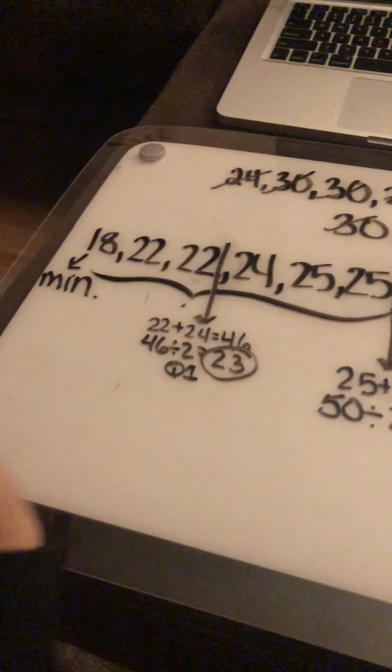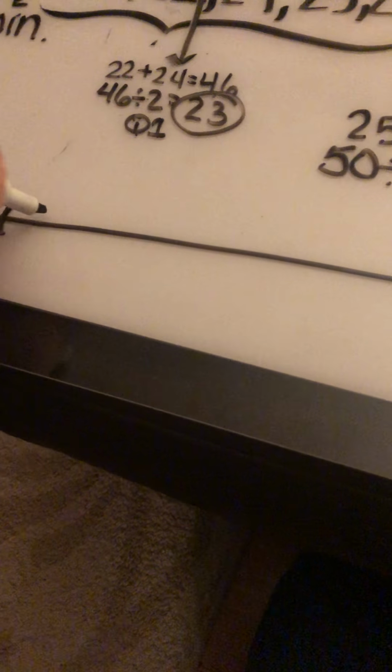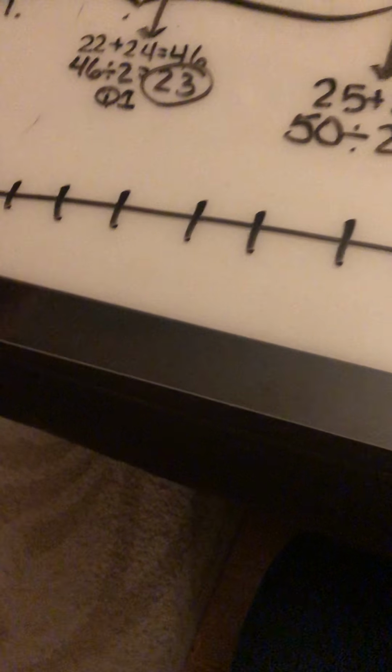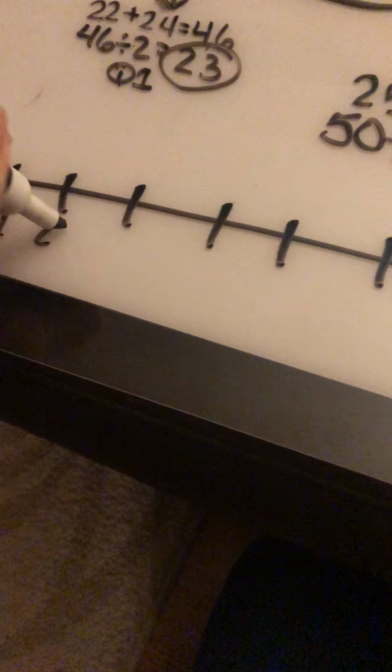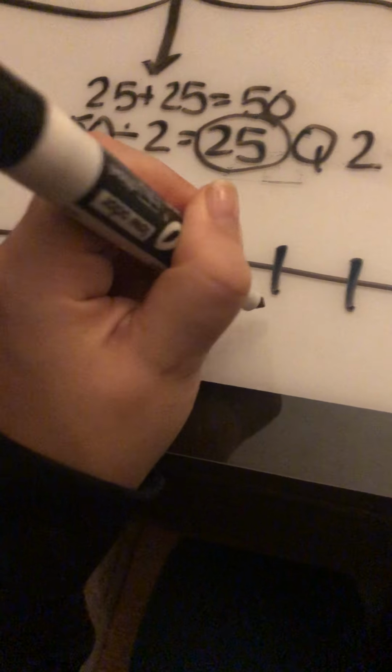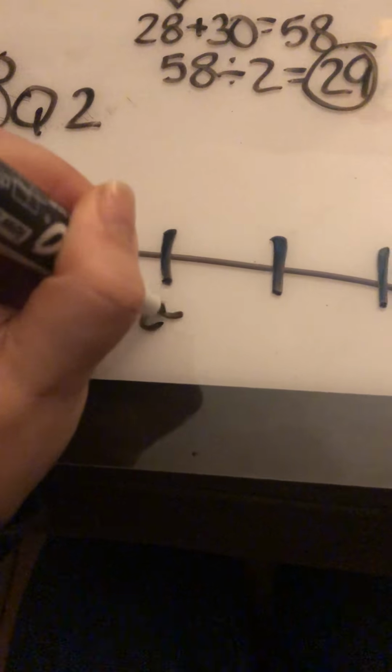So I'm going to set that up. I know that I need to go from 18 to 30. These were a little close. I'm going to take this one away and put an extra one on the end. Okay, so 18, 19, 20, 21, 22, 23, 24, 25, 26, 27, 28, 29, 30. Okay, so I plot my minimum and I plot my maximum.